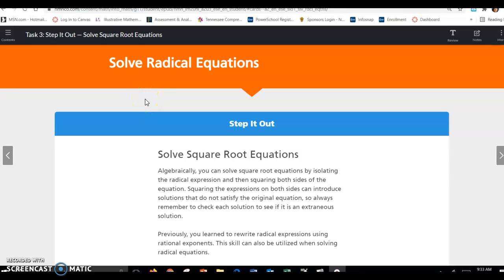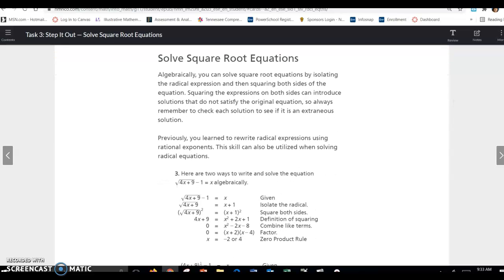Lesson 7.5, Task 3, Solve Radical Equations. Algebraically, you can solve square root equations by isolating the radical expression and then squaring both sides of the equation. Squaring the expression on both sides can introduce solutions that do not satisfy the original equation. So always remember to check each solution to see if it is an extraneous solution.